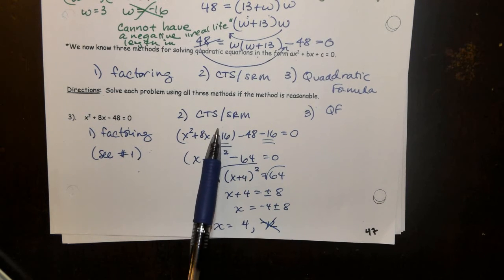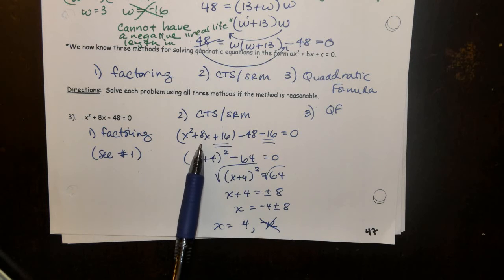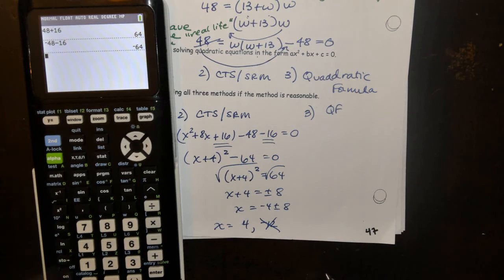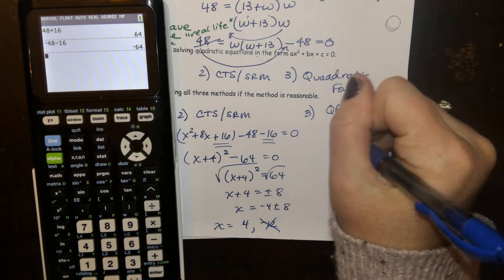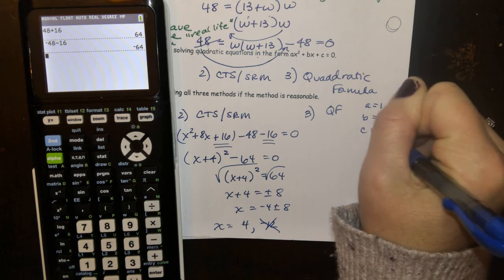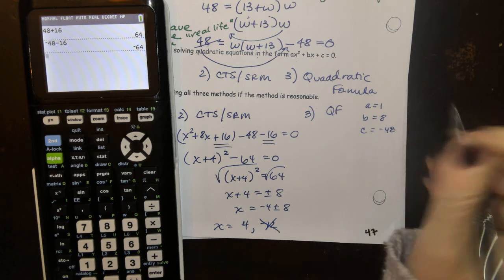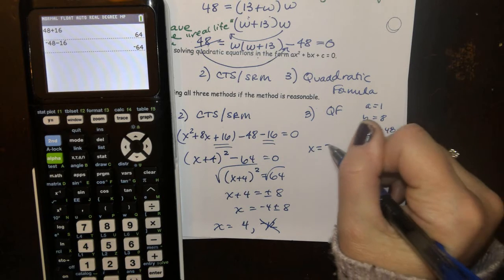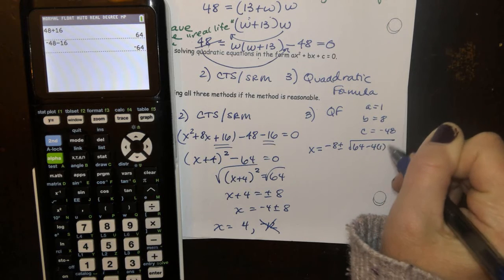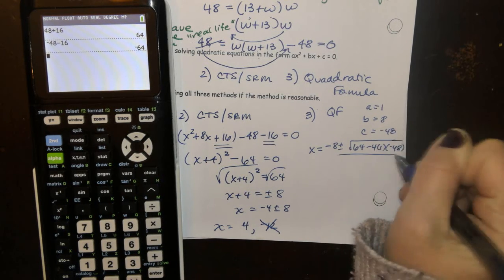This will work every time. It's not always the best method. If this is odd, it gets messy with fractions. But if you're an expert at fractions, then fractions are not a big deal. So A is 1, B is 8, C is negative 48. X equals opposite of B plus or minus square root of B squared minus 4AC all over 2 times A.